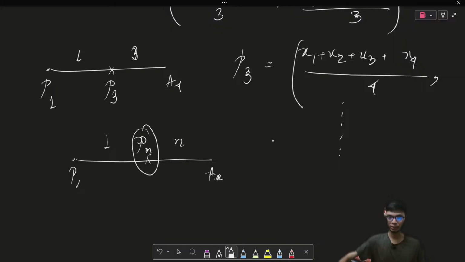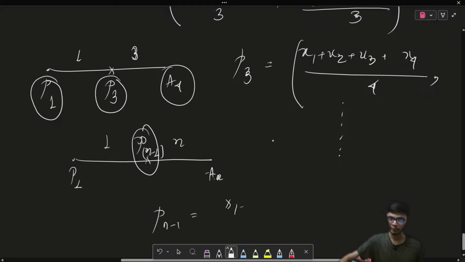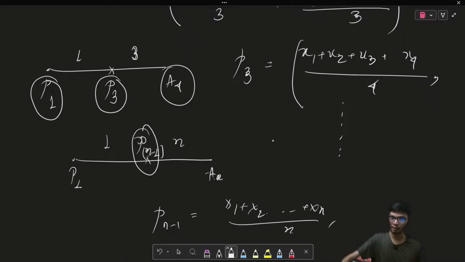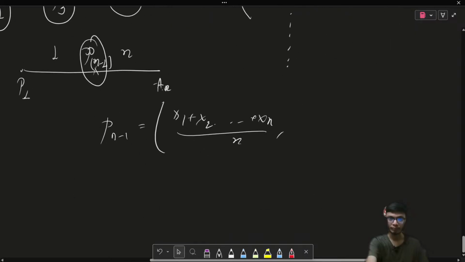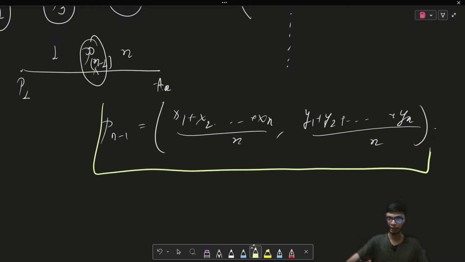But just to be careful, it should be P of n minus 1, because when you have P1A4, it is coming at P3. Similarly, P1An should be P of n minus 1. So the coordinate of P of n minus 1 should be given as ((x1 + x2 + ... + xn)/n, (y1 + y2 + ... + yn)/n), right? So this is going to be the coordinate of that final point.